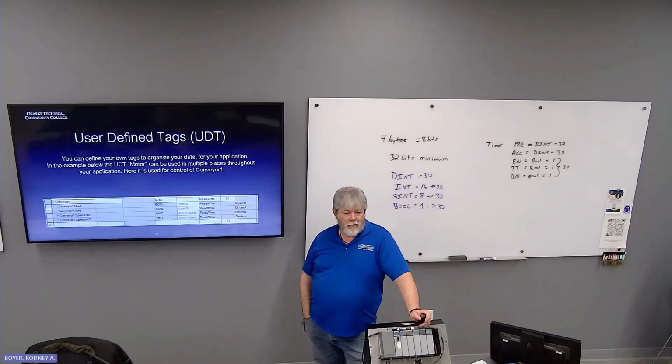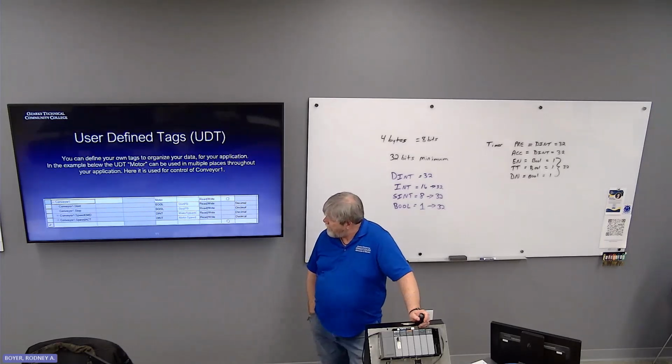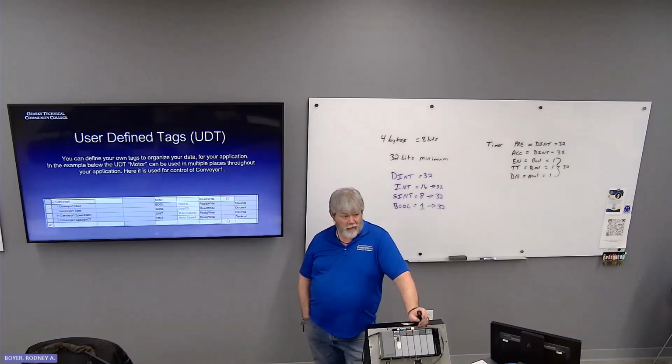In 500, the bit level delimiter was slash. But you'll also notice that speed command and speed actual, the delimiter is still period. So that's something we have to get used to. Any sub-element of the main tag is going to be delimited by a period.